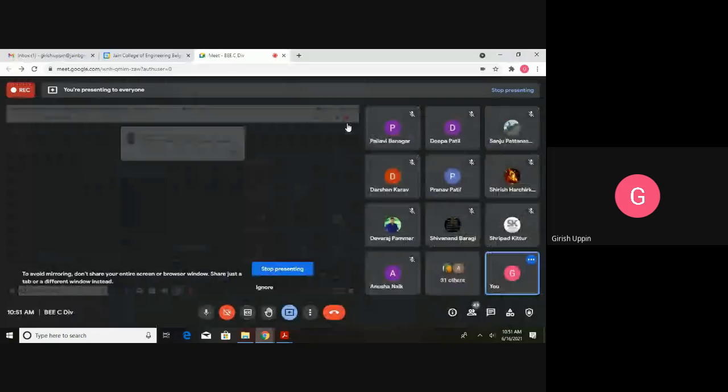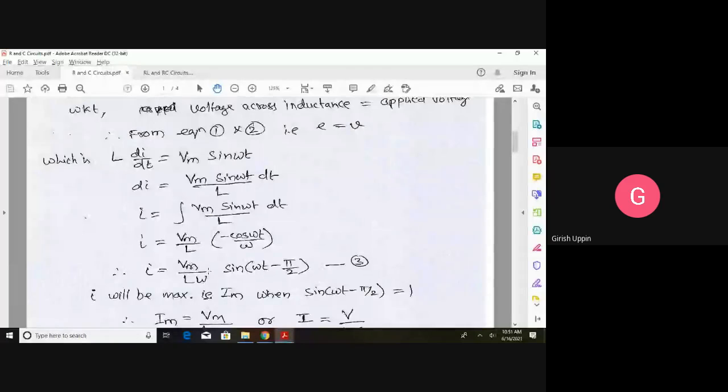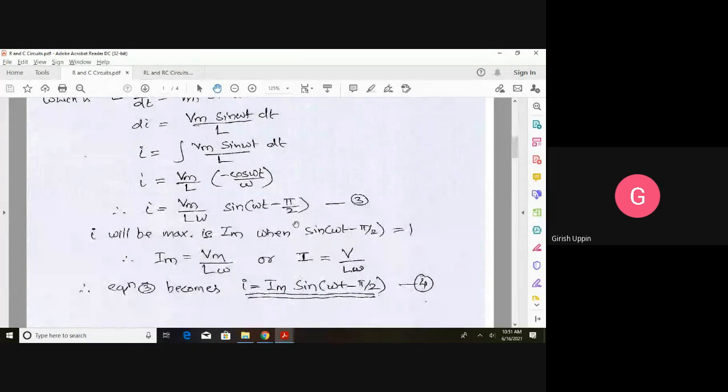I is equal to Im. So this represents the peak value of the current, and sin omega t minus pi by 2. Therefore, the maximum value that can be attained by a sine function is 1. I will be maximum when this sin omega t value is 1, then I is equal to the peak value. Therefore, we can say Im is equal to Vm divided by L omega.